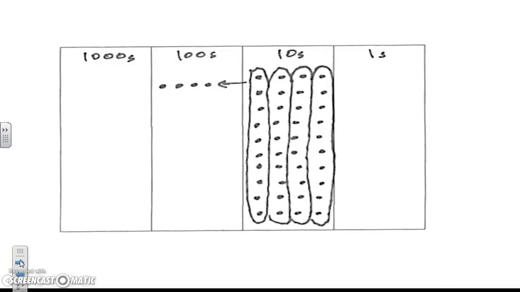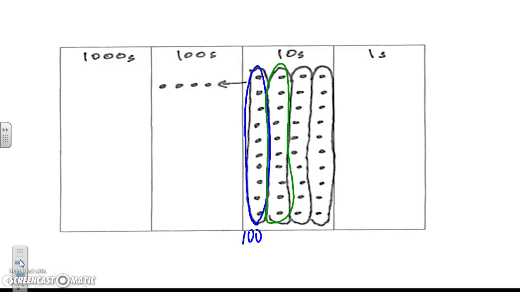Let's look at another example. Here, I have groups of four tens. So this is a group of four tens. So 10, 20, 30, 40, 50, 60, 70, 80, 90, 100. Okay, that's one of my groups.